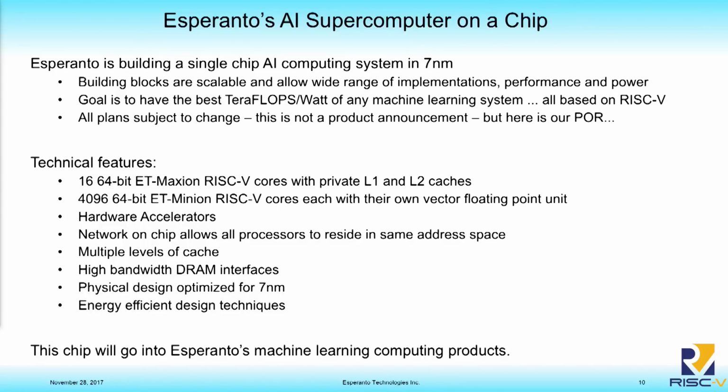We're going to have a network on chip design that's going to allow all these processors to reside in the same address space. Again, how we deal with the interconnect and memory system is critically important here. We're going to have high bandwidth DRAM interfaces, and again, all this is designed into one chip, highly optimized for 7 nanometer technology. And this will also be our first machine learning product, but the processors are general purpose.